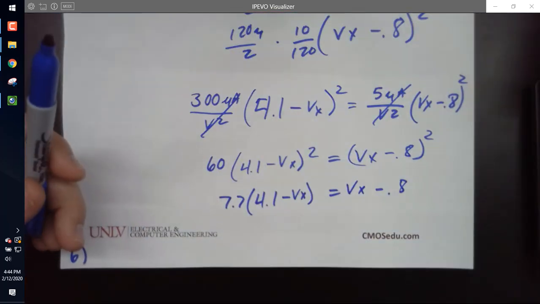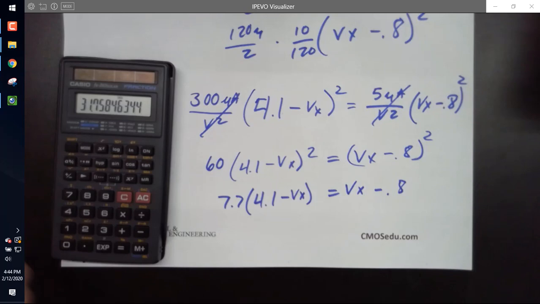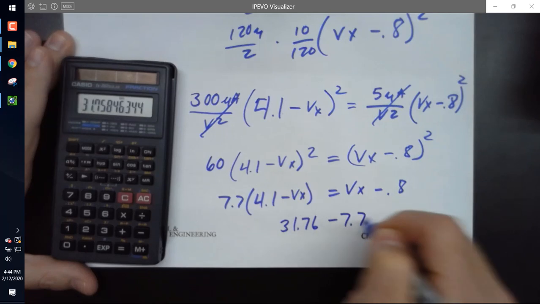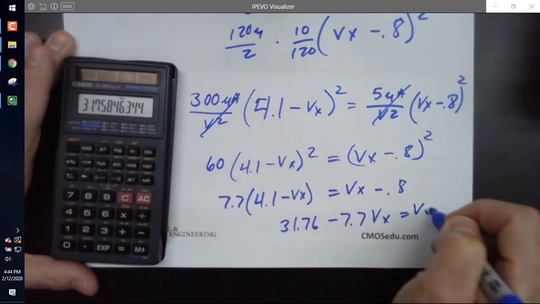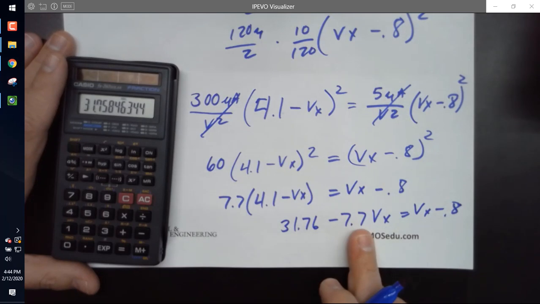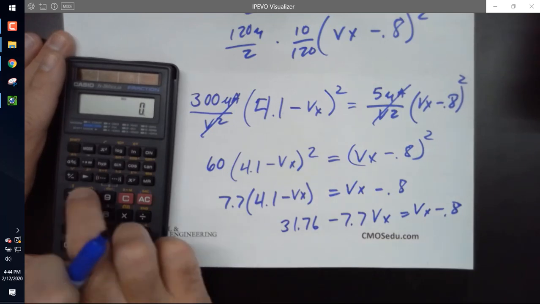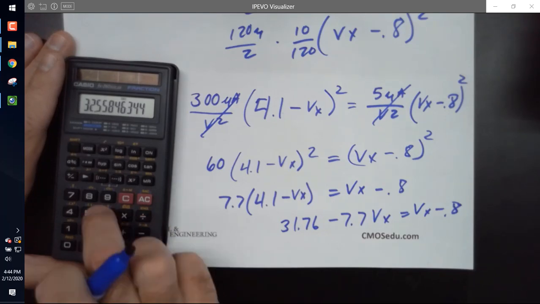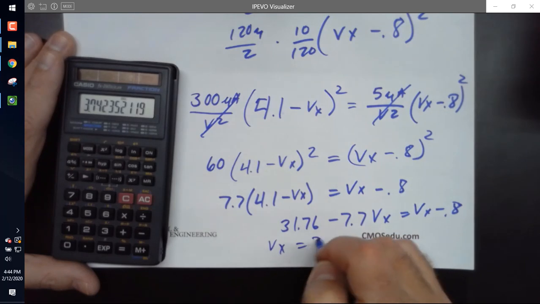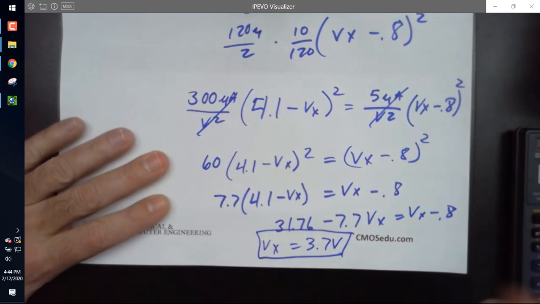All right, now what? Times 4.1 equals 31.76 minus 7.7 Vx equals Vx minus 0.8. So that would be 8.7 Vx. That would be plus 0.8 equals, divide by 8.7, equals Vx equals 3.7 volts. So let's pause. Any questions on me watching me do math?